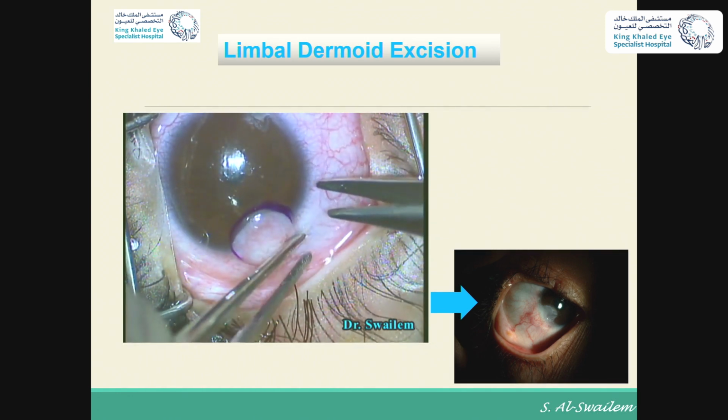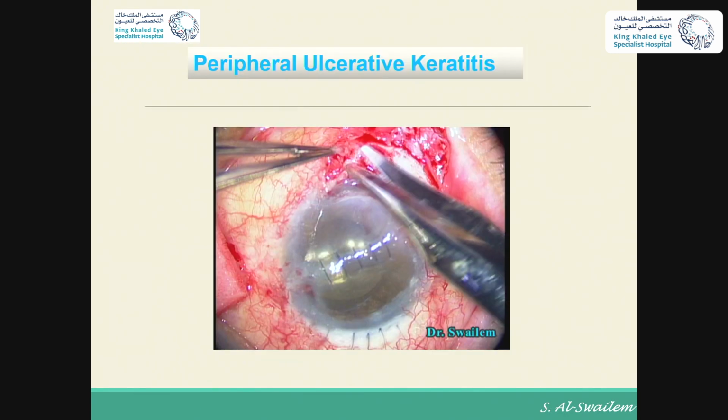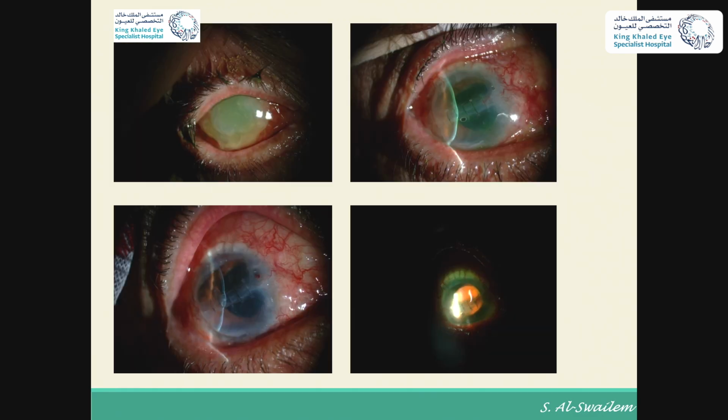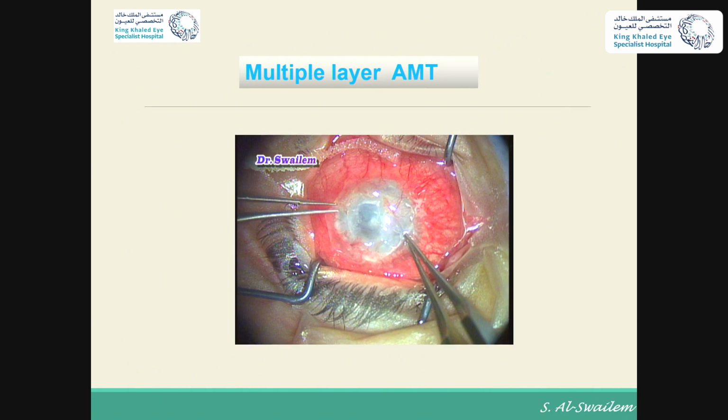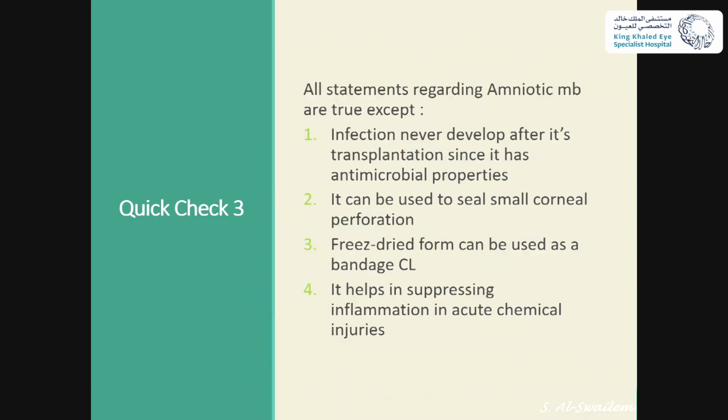So this is how we excise the limbal dermoid. And then we can use it for Mooren's ulcer because it has a lot of inflammation. We can use it in patients with scleritis. This is an example following a hemicorneal transplant with the amniotic membrane. A lot of complications can happen if it's not done in a proper way, like granuloma formation, dehiscence, microbial keratitis, and hematoma formation if you don't massage it at the end. You can fix the amniotic membrane by fibrin or by sutures.